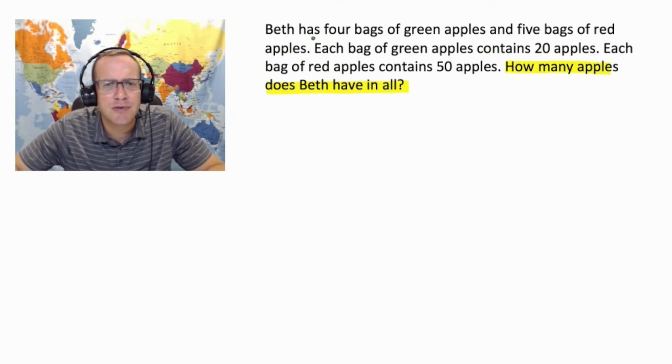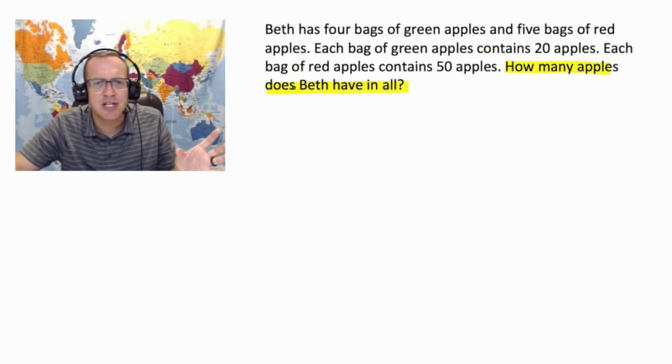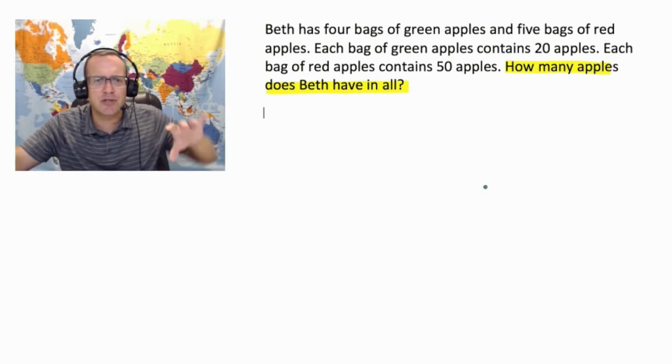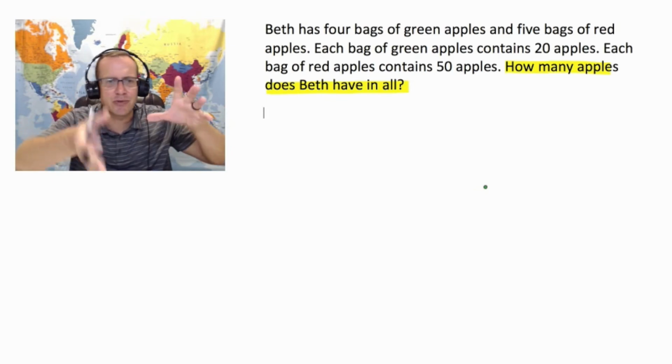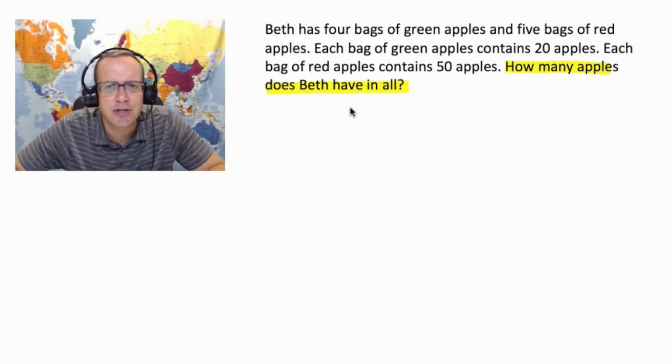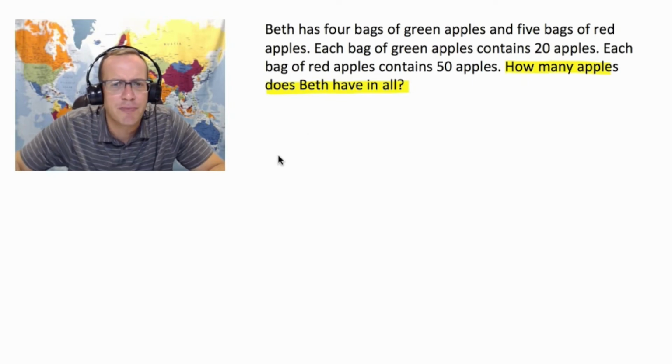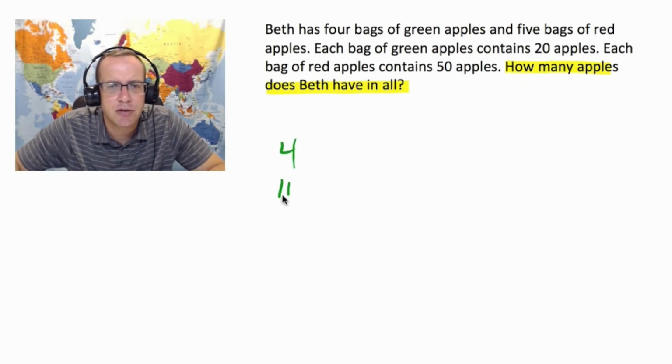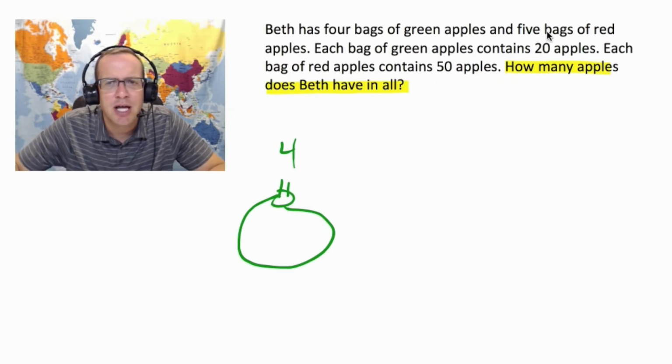Okay, so what's the best way to solve this problem? Well, there's 2 different kinds of apples, and I know that I've got to figure out each one separately, right? Because green apples have a certain amount, and then red apples have a certain amount. So let's go ahead and take a look. The green apples, there's 4 bags of green apples. So we make a little bag. There's 4 of these bags of green apples, and there's 5 bags of red apples.